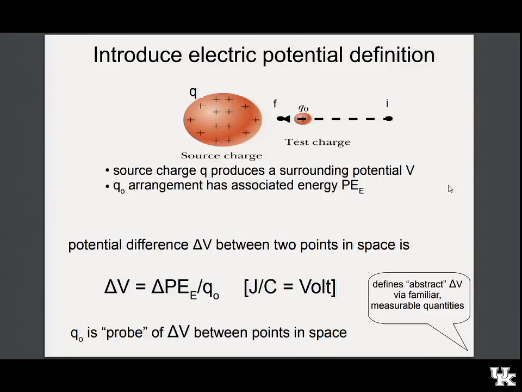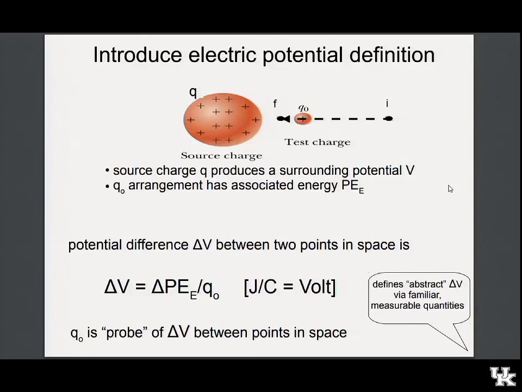So again, we're introducing a new, abstract quantity, its potential, or change in potential. We're defining it in terms of measurable things. This is the amount of energy I had to supply to move the charge in towards the source charge. And this is the charge of the test charge. And so these are the measurables. This is the new abstract quantity.